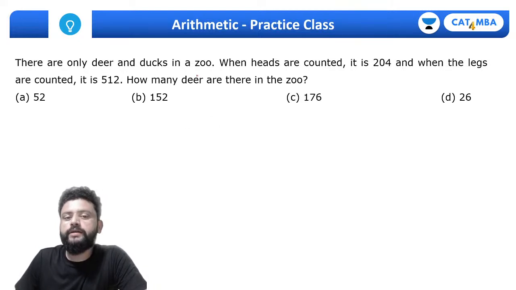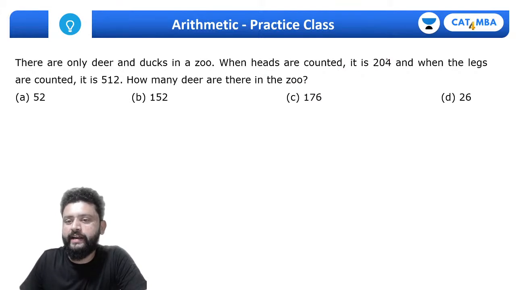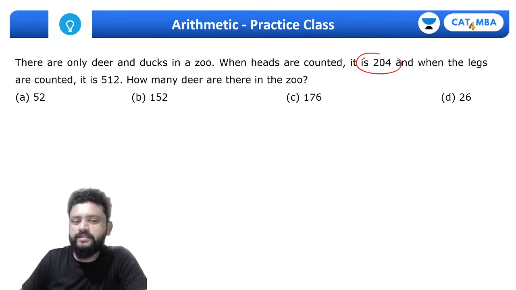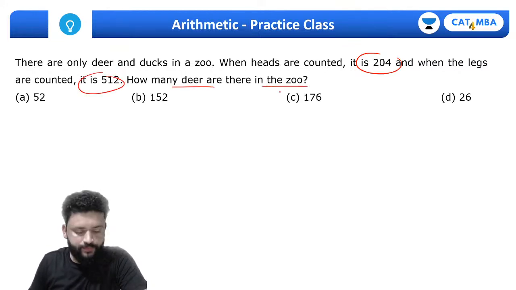There are only deer and duck in a zoo. So when heads are counted, there are 204 heads. When legs are counted, there are 512. How many deer are there in the zoo?